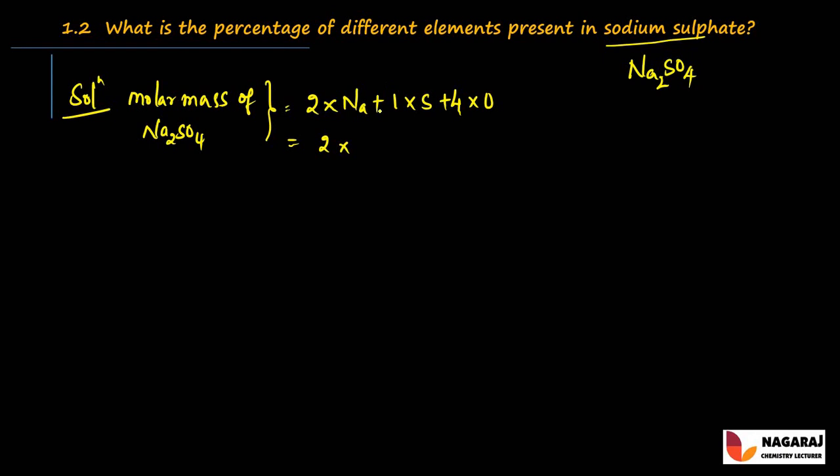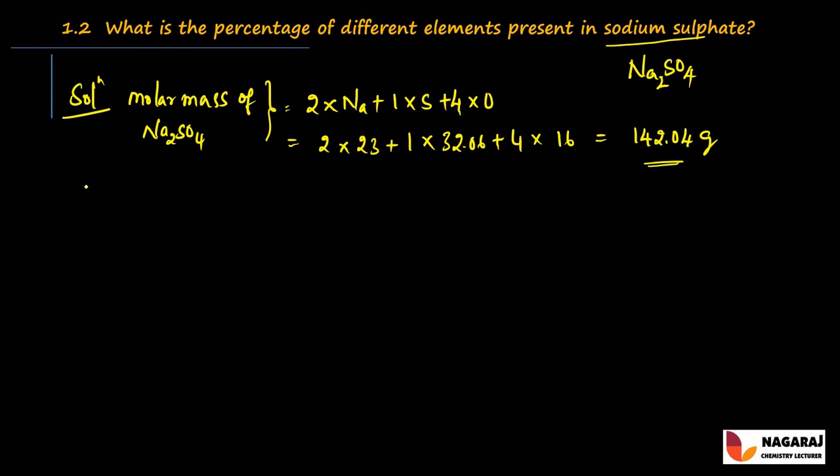That is 2 into the atomic mass of sodium, which is 22.99, that is equal to 23, plus 1 into the atomic mass of sulfur, which is 32.06, plus 4 into the atomic mass of oxygen, which is 16. On simplification, it gives 142.04 grams. This is the molar mass of sodium sulfate.